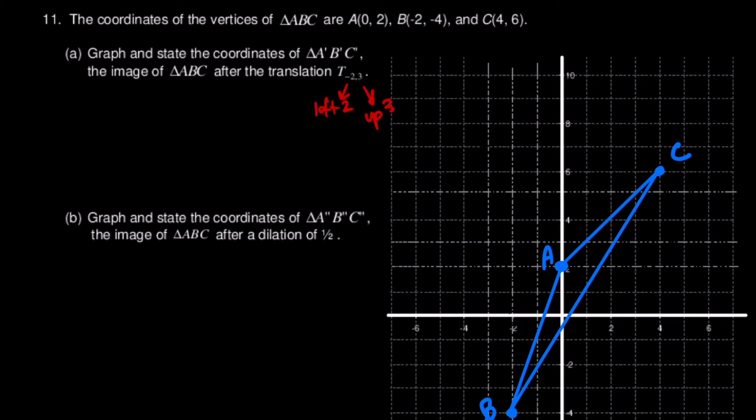So I could take each one of these coordinates and go left 2, up 3, and then write my new point there. So that might be easier for some of you. Let's do it that way. Point A, go left 2, up 3, and A prime goes here. Do the same thing for C. Left 2, up 3, and then there's C prime. And then B, left 2, up 3, there's B prime. Okay, and then what we would do is connect those.